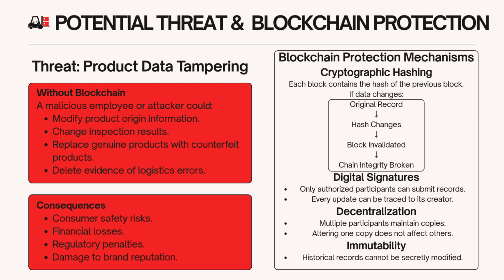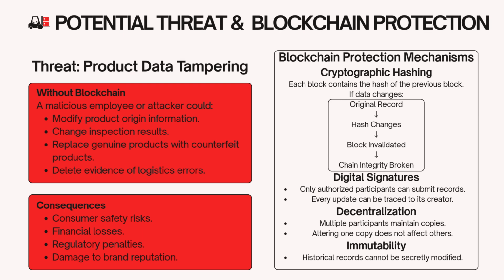Let us look at a real-world threat scenario, product data tampering. Without a blockchain, a malicious employee or attacker could modify product origin information, change inspection results, replace genuine products with counterfeit products, or delete evidence of logistic errors. The consequences are extreme: consumer safety risk, financial losses, regulatory penalties, and finally damage to brand reputation. So how does blockchain protect us against this?